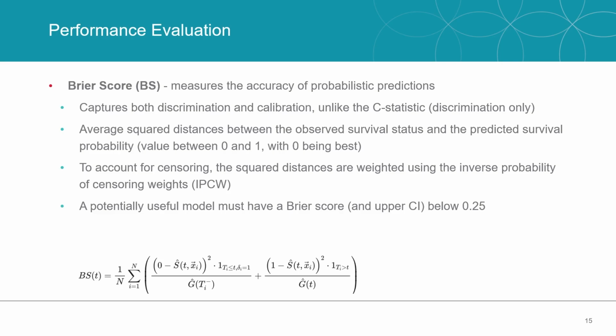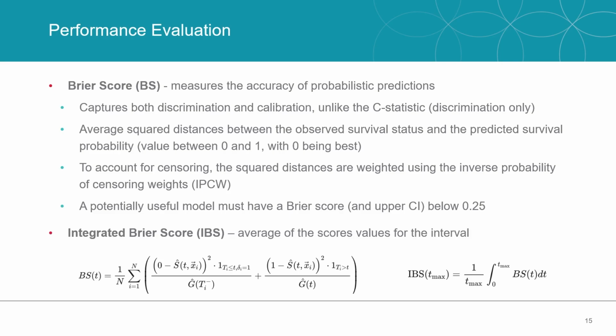And to account for censoring, the squared distances are weighted using the inverse probability of censoring weights. Of note, a potentially useful model must have a Brier score and upper confidence interval below 0.25. Ultimately, in this study, we used an integrated Brier score, which is the average of score values for the interval, as our primary metric for evaluating Survival-LCS.